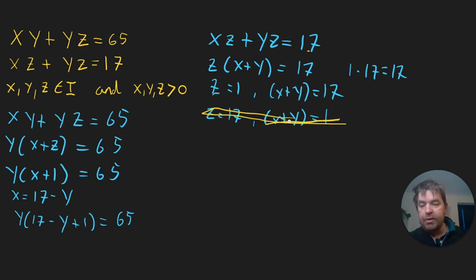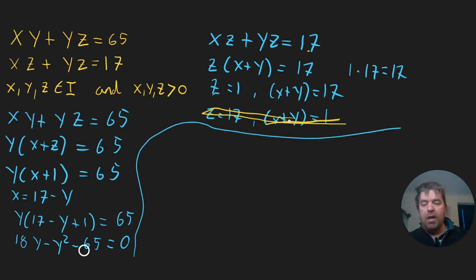All right, and we can continue here, so we can multiply y into the parentheses, so we have 17y from here and 1y from here, so we get 18y - y² and we can subtract 65 on both sides, so - 65 equals 0. Okay, and we'll just go up here and continue. Now I'll multiply by -1 on both sides, so we get y² - 18y + 65 = 0.